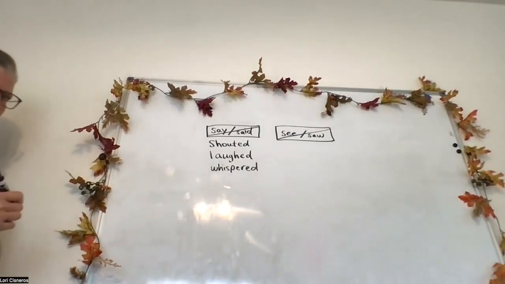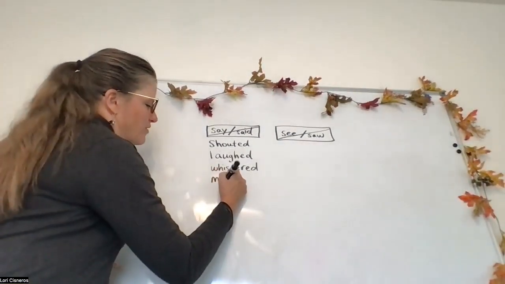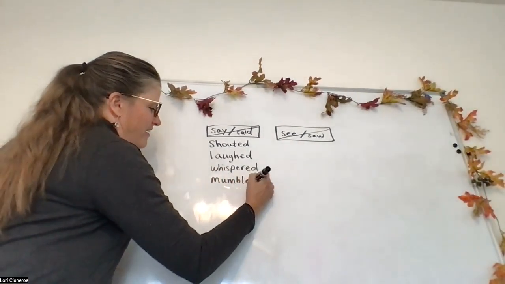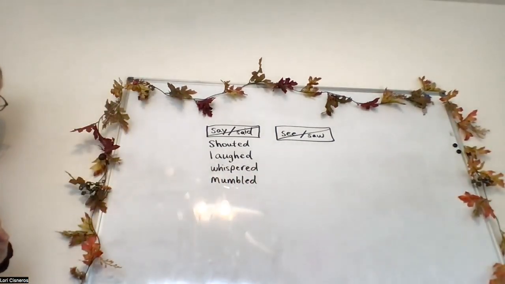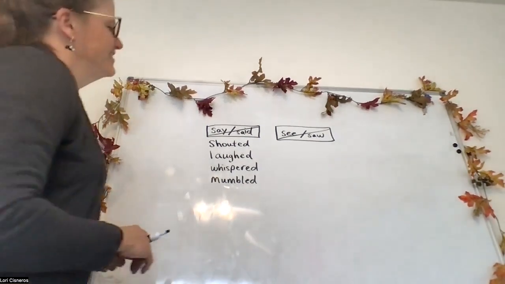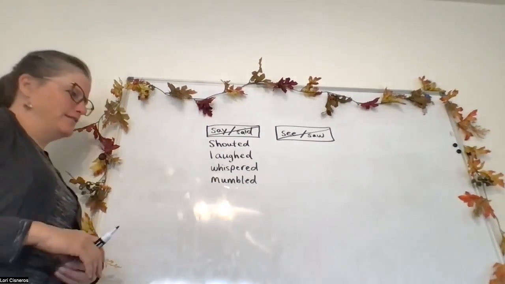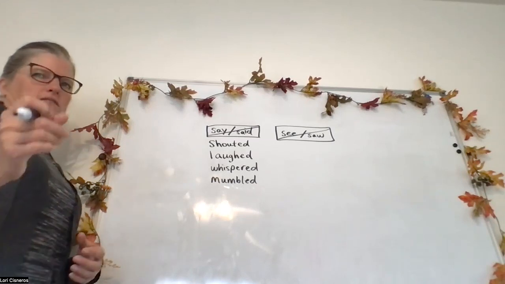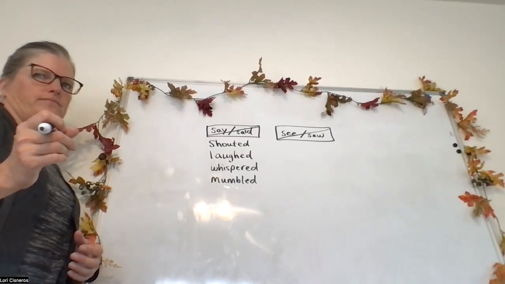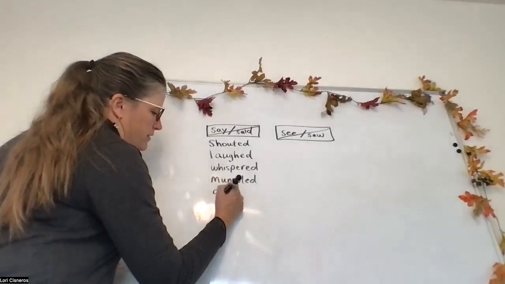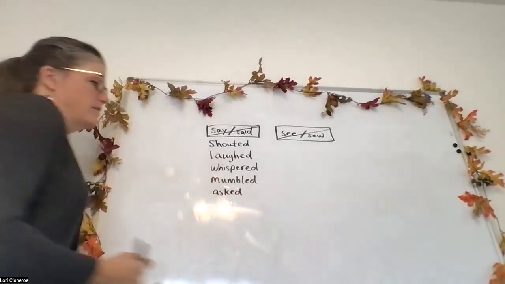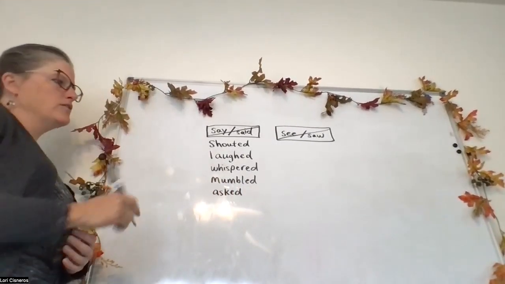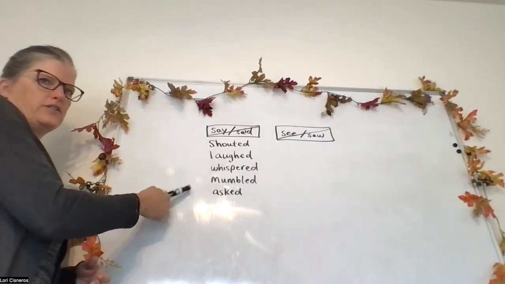Okay, what else, Juliana? Mumbled. Ooh, that was from The Bald Man and the Fly, huh? He was very mad at the fly. What else, Ainsley? Can you think of anything else? Asked. Yes, asked is a good one. He asked her to pass him a prayer. So now these are all great to use.